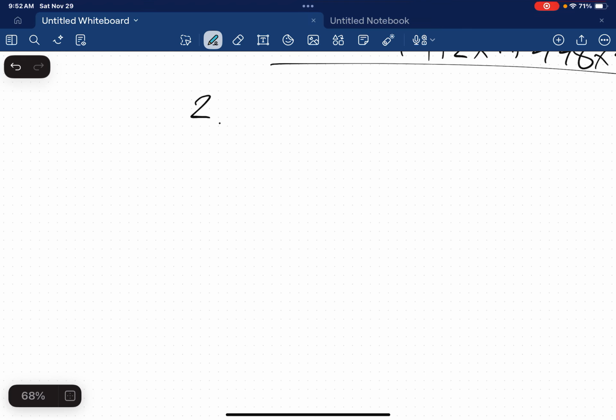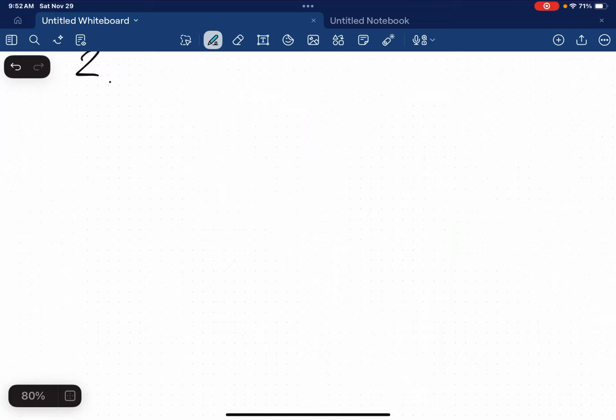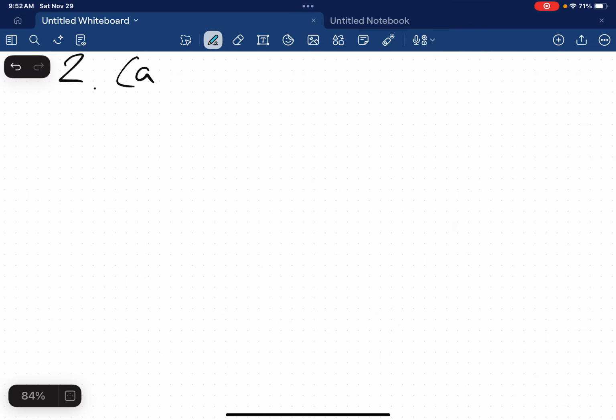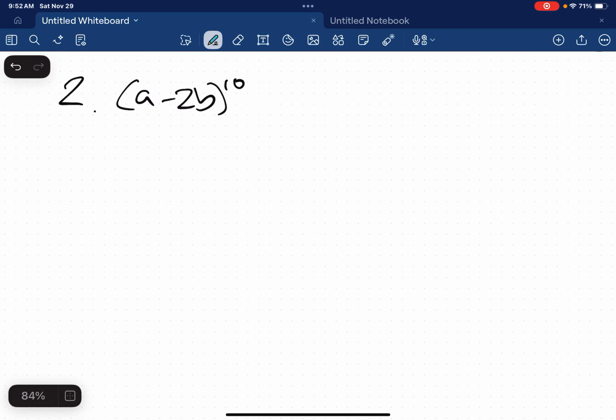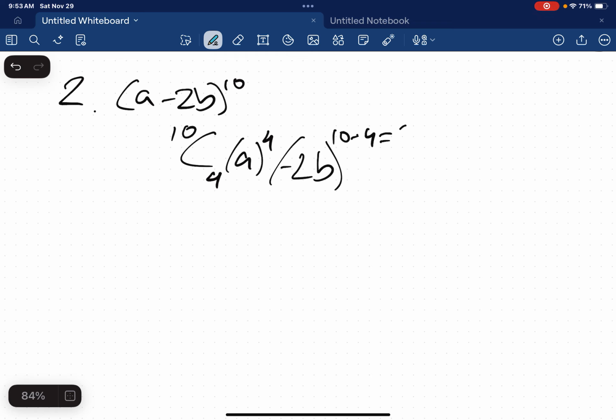Okay, so first asking us to write down the 5th term of a minus 2b to the 10th. Since there's going to be 10 terms, the 5th term in this case is going to be 10 choose 4, because remember when we're counting up we include 0 here, so the 5th term will technically just be 4. I know that sounds a bit funky, but let's continue. Remember, our a here is just going to be raised to the power of r, which is 4, then our negative 2b is raised to the power of 10 minus 4, which is equal to 6.